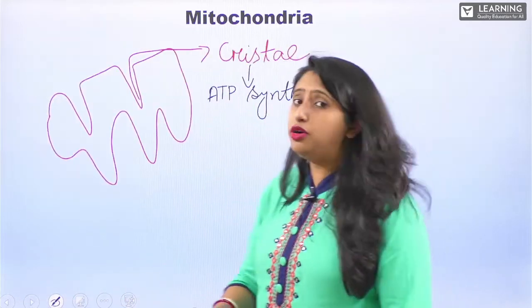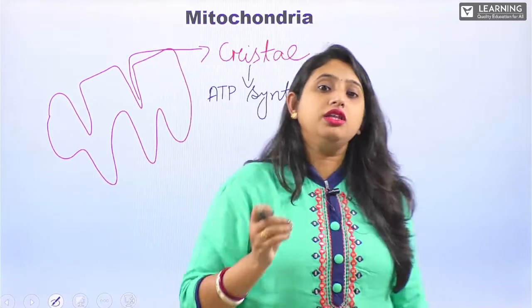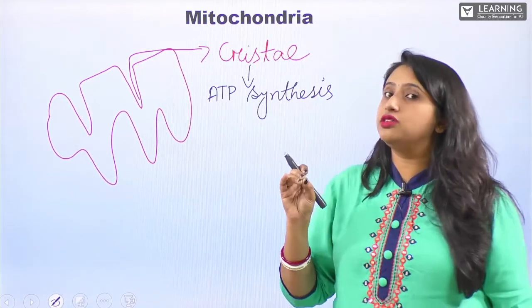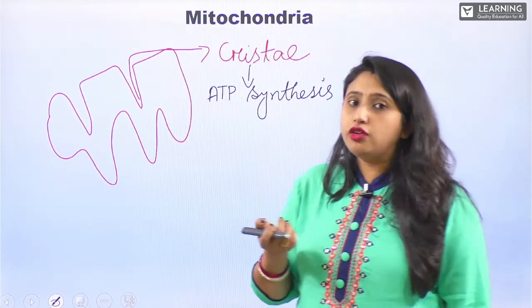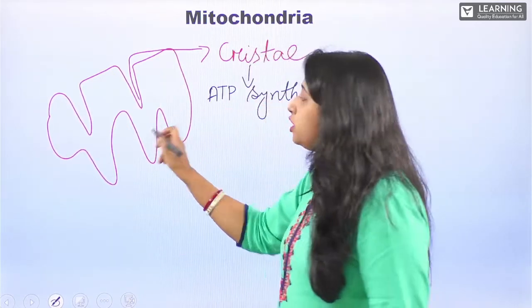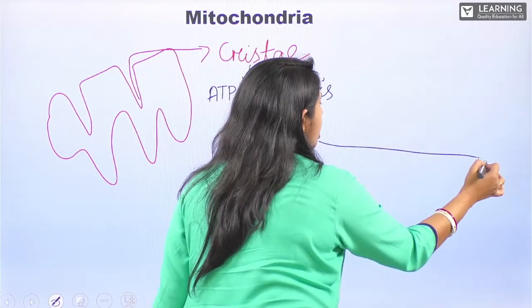Now we are talking about cristae. Cristae is the place where the ATP synthesis takes place, where the energy is being produced. Now, how is the structure of the cristae? If you look into this structure, here what happens?